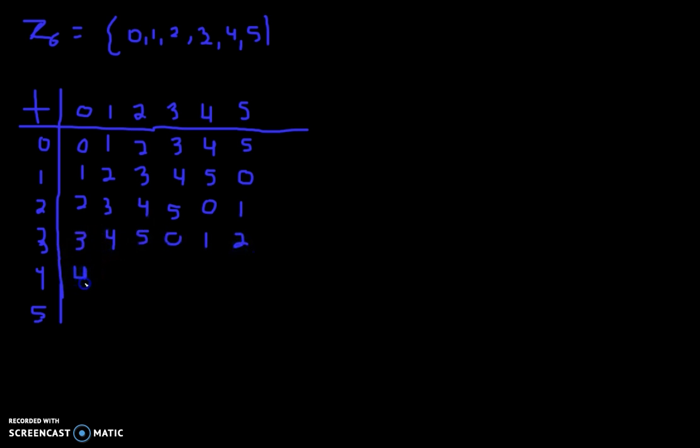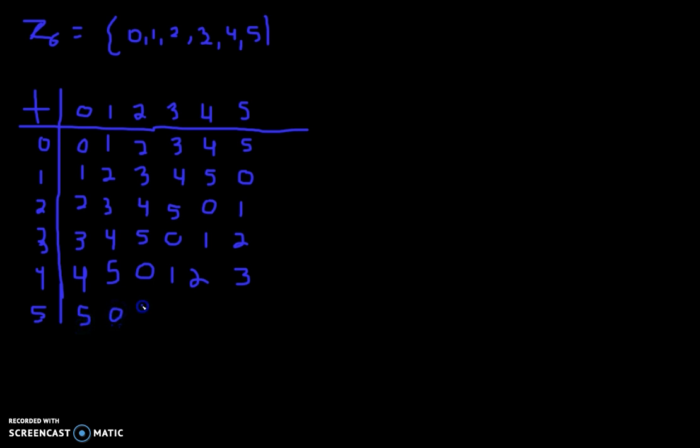So now we can work with 4. 4 plus 0 is 4. 4 plus 1 is going to give us 5. 4 plus 2 is 6. 6 mod 6 is 0. 4 plus 3 is 7. That gives us 1. 4 plus 4 is 8. That gives us 2. And then 4 plus 5 is 9. 9 mod 6 gives us a remainder of 3.